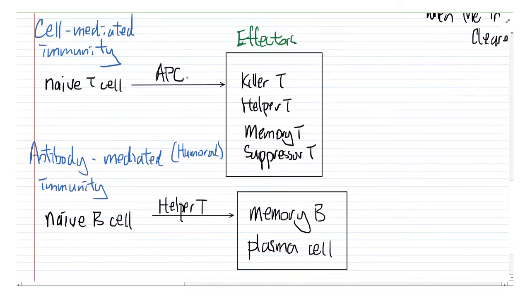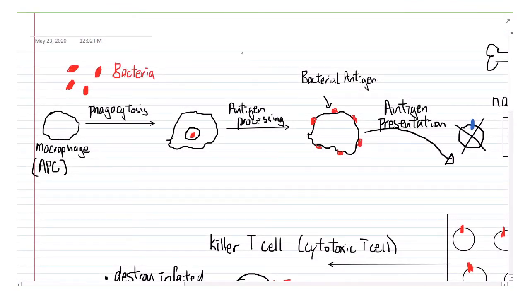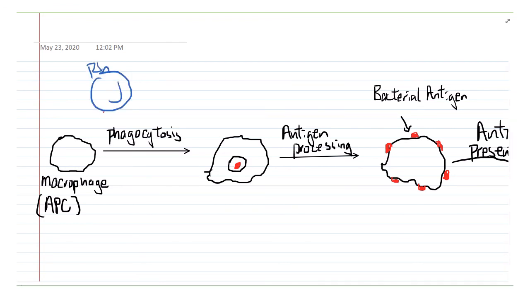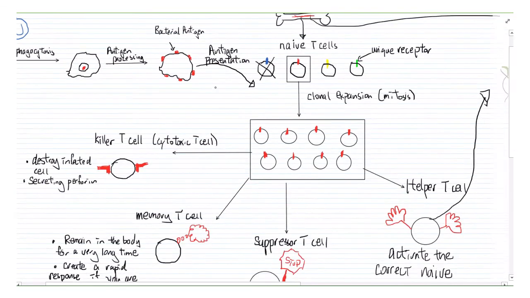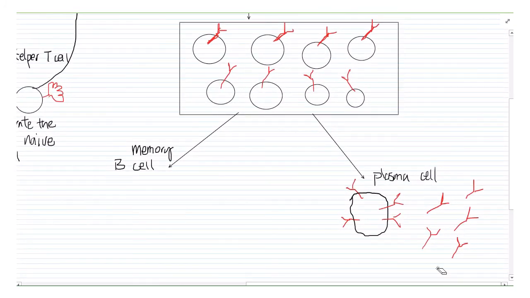This could happen anytime you encounter a foreign antigen. You might remember Rh sensitization, right? Suppose this is not bacteria. If this is just a red cell with Rh on it, then you would go through the same process, and the end result would be that you now have anti-Rh antibodies, and so you are sensitized.